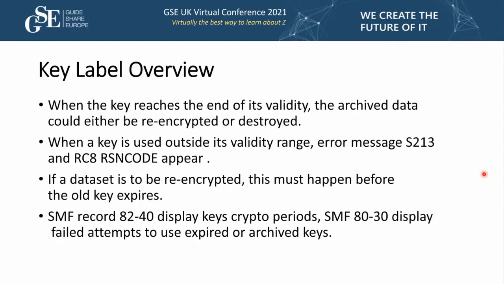When the key reaches the end of its validity, the archived data could either be re-encrypted or destroyed. When a key is used outside its validity range, error message S213 and return code 8 with the reason code appears. SMF record 82 subtype 40 displays key crypto periods, and SMF record 80 subtype 30 displays failed attempts to use expired or archived keys.